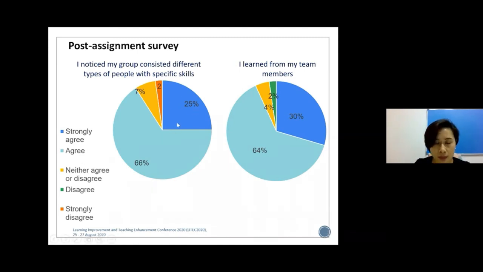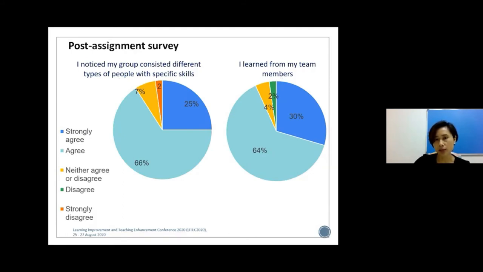the blue color and also the turquoise color represent the strongly agree percentage. So if you look at the feedback from the students based on the experience that they have, they actually found that they notice they have different types of people with specific skills in their group. And they also managed to learn from their team members by having the group.